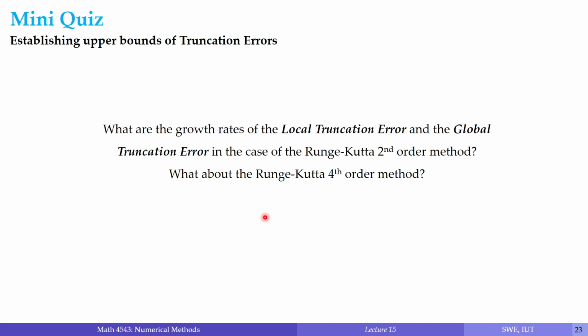So what's the question? We have talked about the local truncation error and the global truncation error in our Euler's methods lecture, in lecture 14. This is lecture 15. In lecture 14, we talked about these two types of truncation errors, right? So I want to know from you what will be the truncation error growth rates for the Runge-Kutta second order method and the Runge-Kutta fourth order method. Whatever answer you give, try to justify your answer.